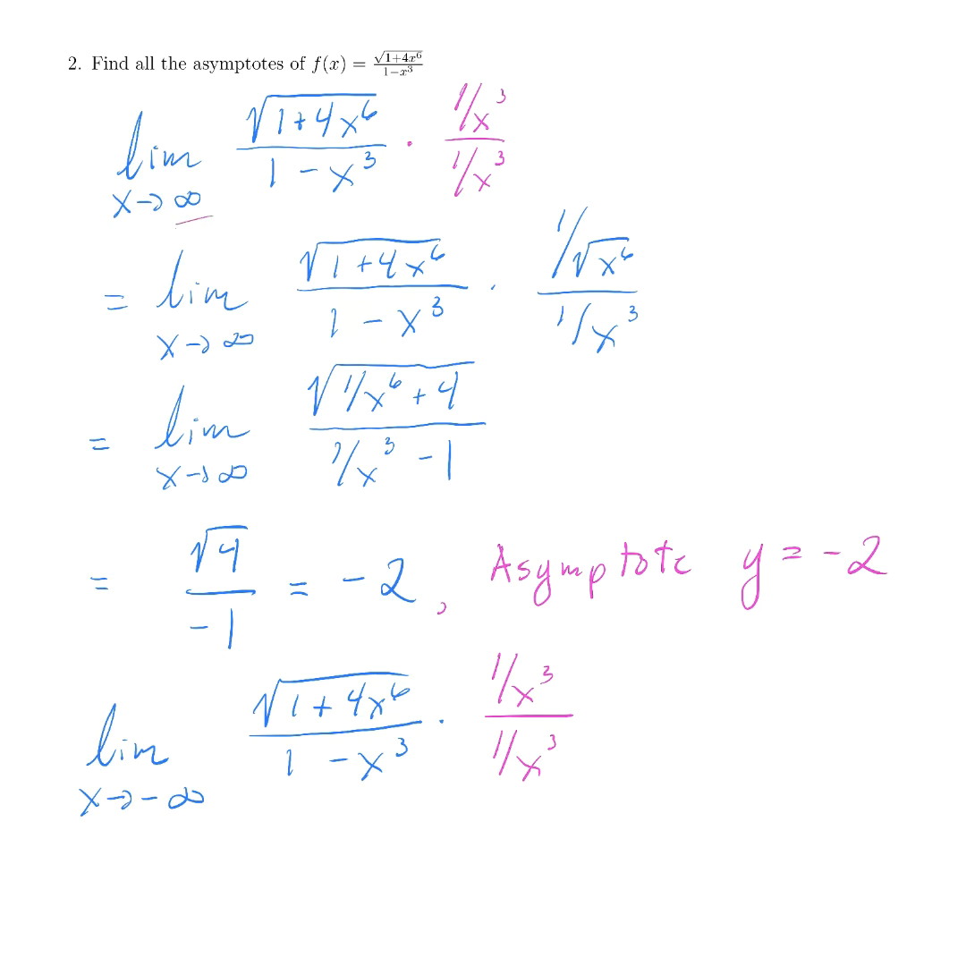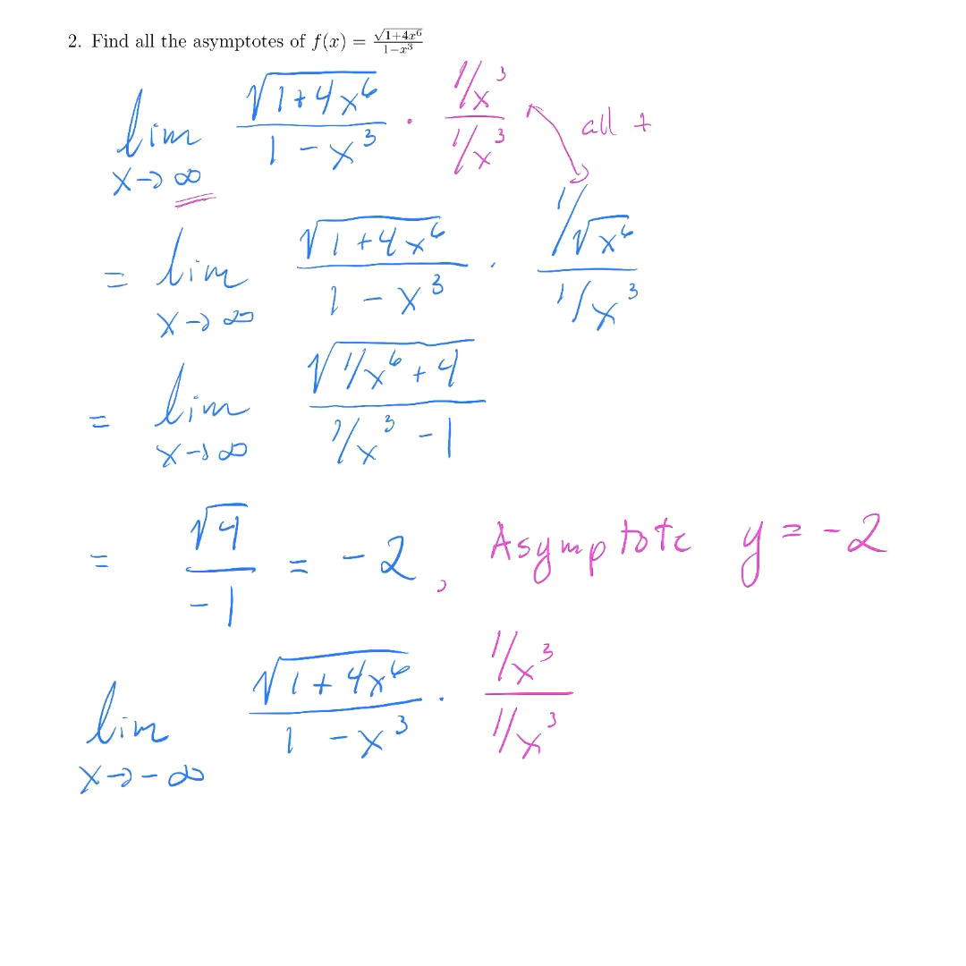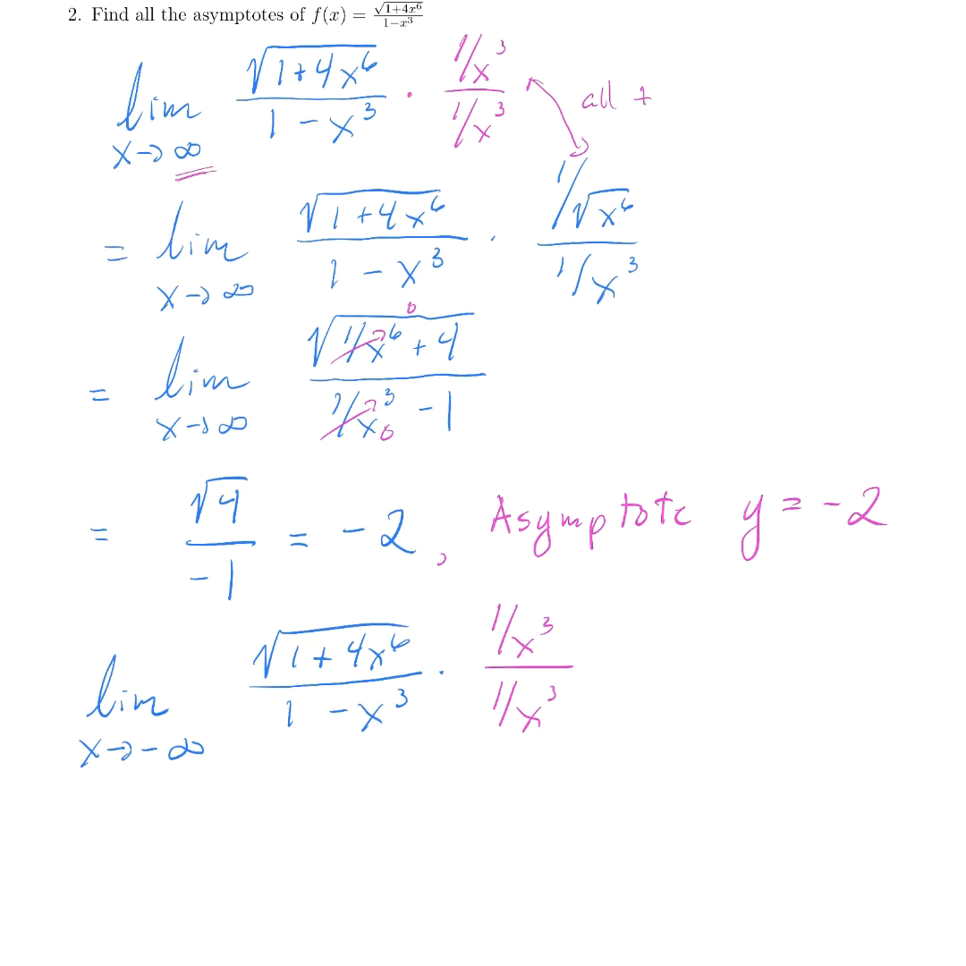Because we're approaching positive infinity here, there's nothing to think about in this step. We're good because everything's positive. Okay, and now we can divide. So we get the limit as x approaches infinity of the square root of 1 over x to the 6th plus 4, and then we get 1 over x cubed minus 1 in the denominator. And as x approaches infinity, this term's approaching 0, this term's approaching 0. So we're left with the square root of 4 over negative 1, which is negative 2. So that means we have a horizontal asymptote at y equals negative 2.